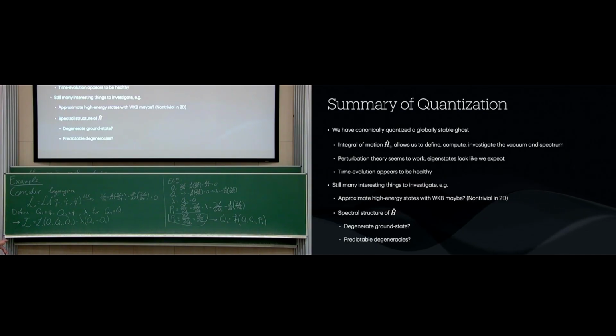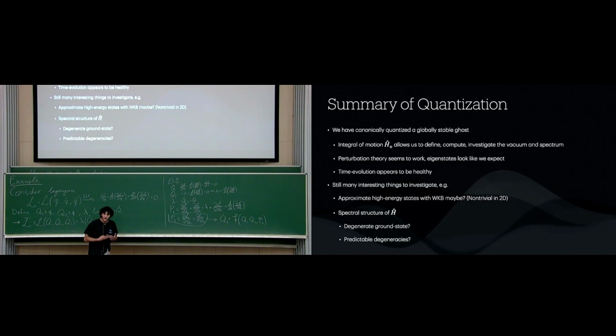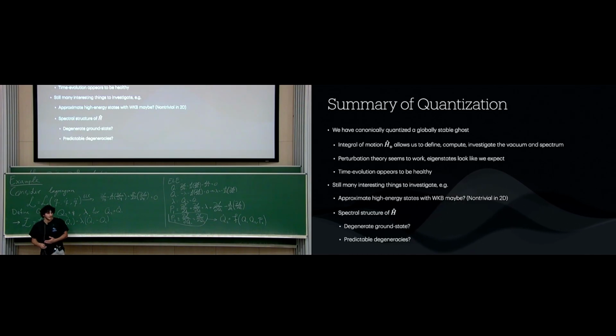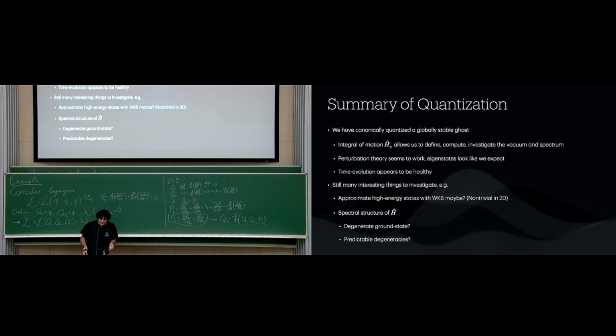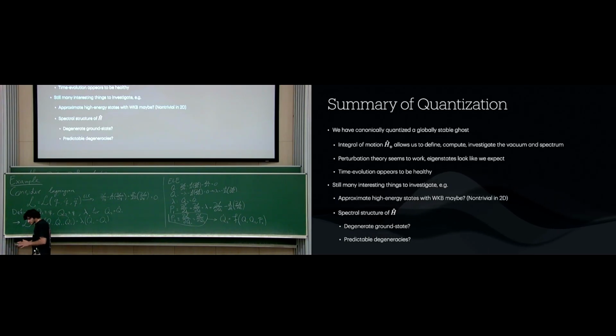That's a different story. The point is, this system has an integral of motion, which first of all keeps the system stable, but it also allows us to get a notion of a spectrum and a ground state for the Hamiltonian, which essentially otherwise would be ambiguous. We have seen that perturbation theory seems to work. We've only looked at the ground state so far.